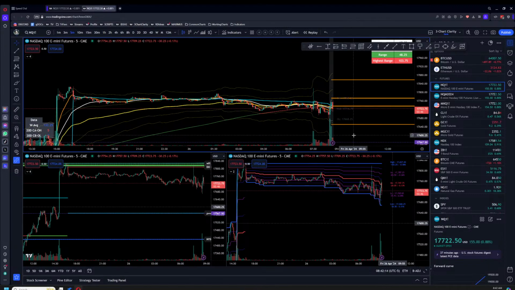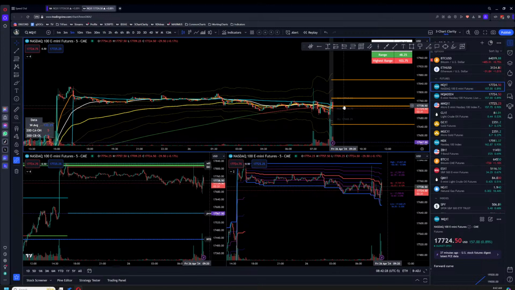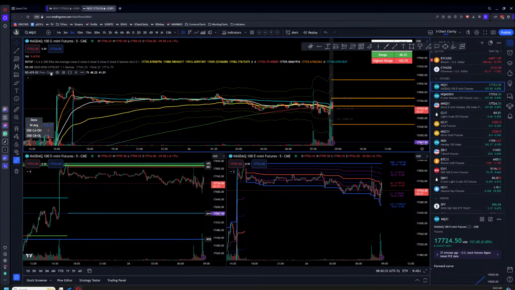There we go. It's not quite working the way that I would like it to. Why is it off? Okay, we're at least initial reaction off that level. We'll see though. Did overshoot it.